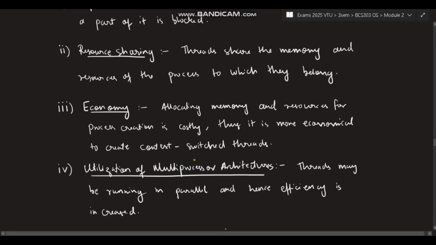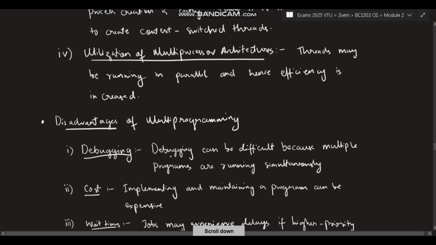Okay, and utilization of multiprocessor architecture. Threads may be running in parallel and hence efficiency is increased. Whenever a parallel run happens, the efficiency is increased because more output will be there in the same amount of time. Okay, what are the disadvantages of multiprogramming?